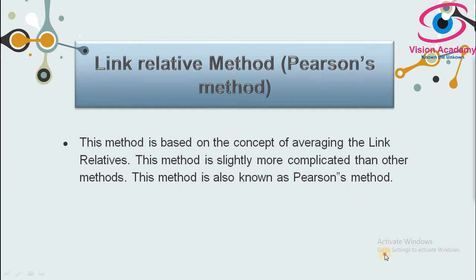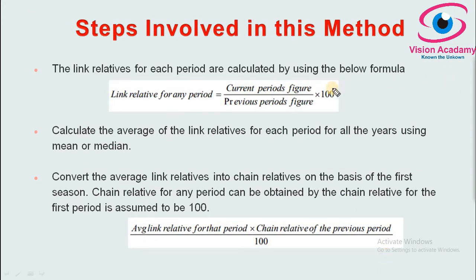So let us see what steps we need to follow to arrive at seasonal indices in the link relatives method. Firstly, we need to find link relatives for any period, for example quarterly or monthly periods. For that we use this formula: current period figure divided by previous period's figure into 100, so that we obtain the link relative. After that we need to make an average of those link relatives that we obtained in step number 1. We can make the average using the mean or the median also.